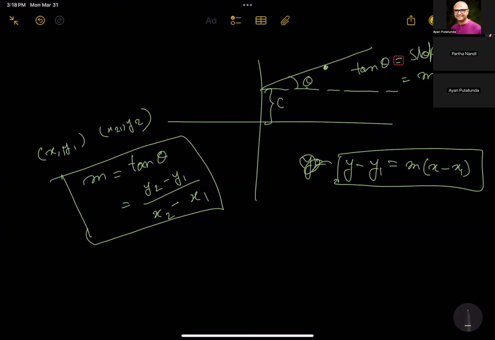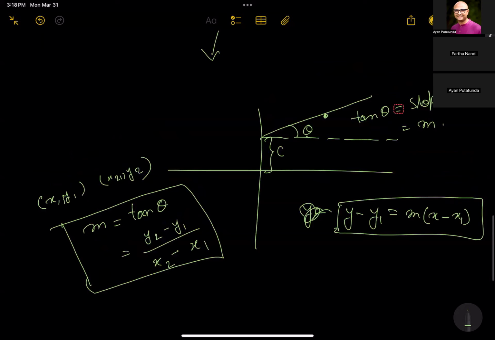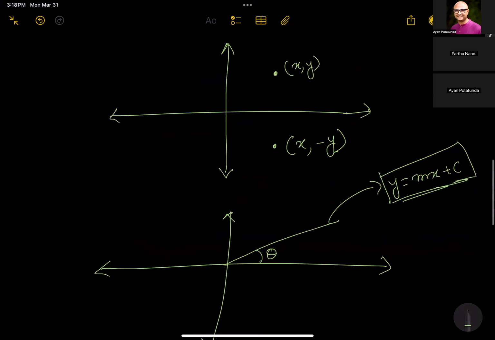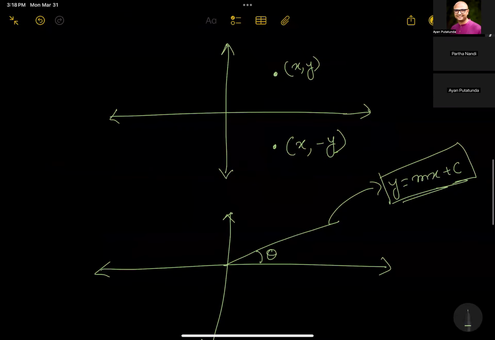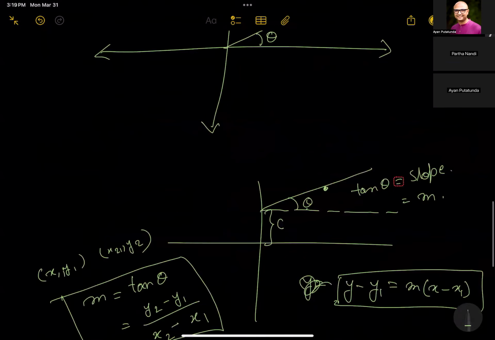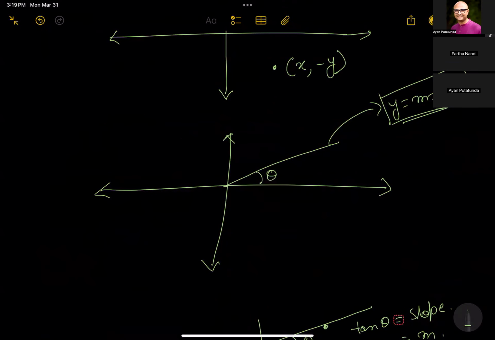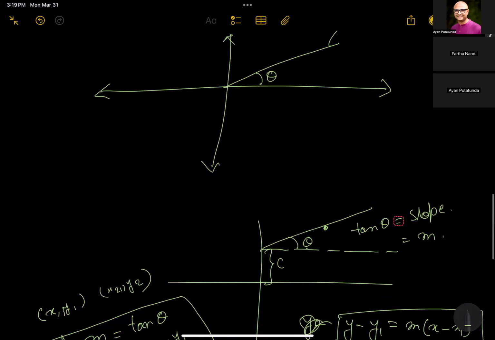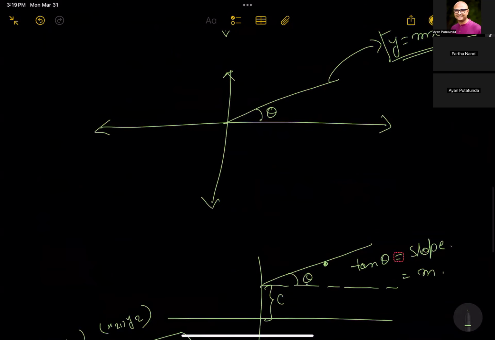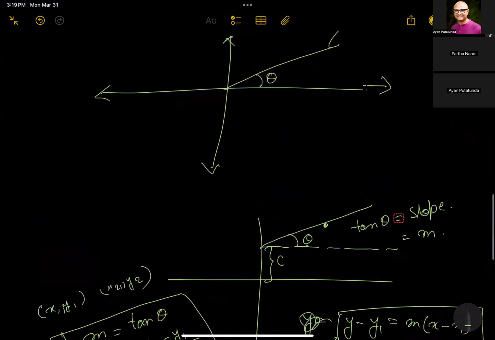So y equals mx plus c is basically the linear equation. It is a linear equation because you do not have a square or a cube. If you have a square or a cube, the form of the line changes. The line is linear. And c is the constant, m is the slope, and x and y are the variables on the coordinates.